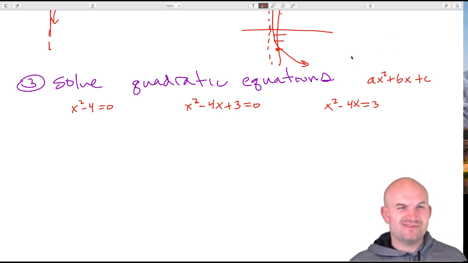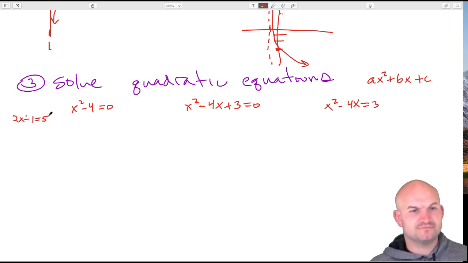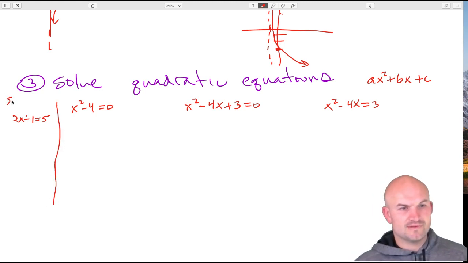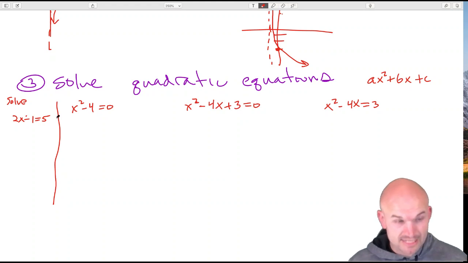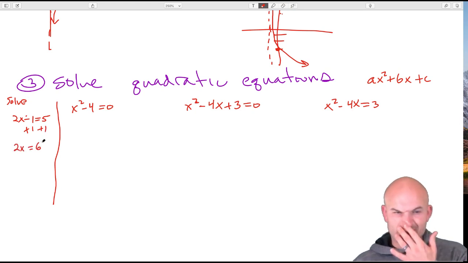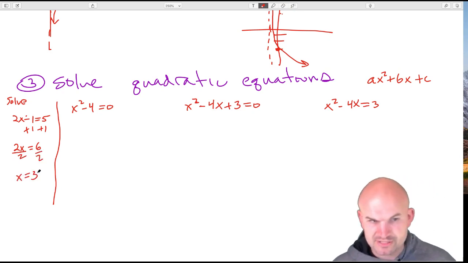So just the other equation, let's do a quick little one: 2x minus 1 equals 5. If I said to solve this, that's a linear equation. For linear equations, when you learned how to solve, you isolated the variable. So we add a 1 to both sides, and then we'd have 2x equal to 6, then you divide by 2 on both sides, and x equals 3. So that was our solve. That was using our inverse operations.